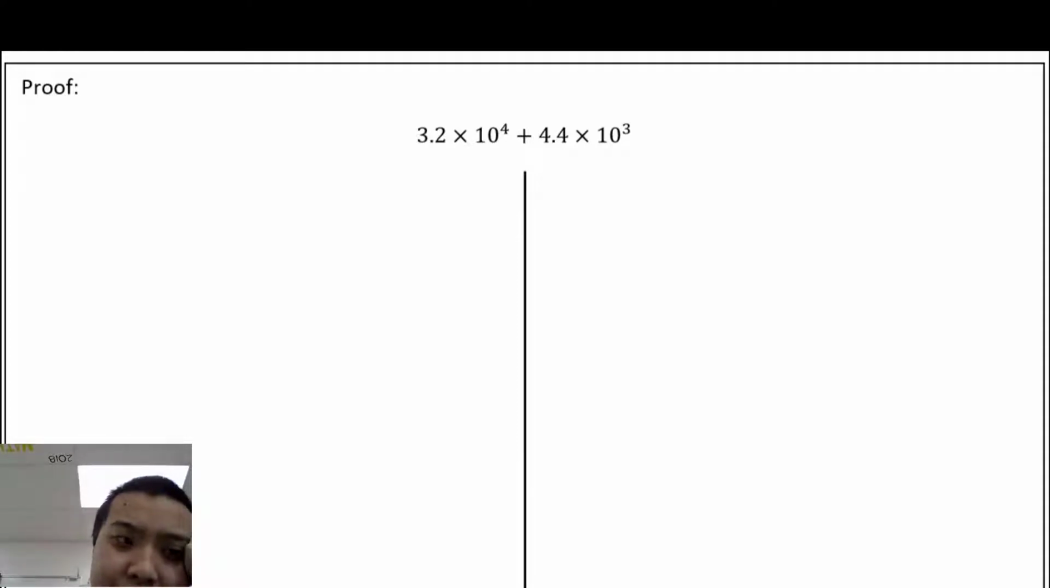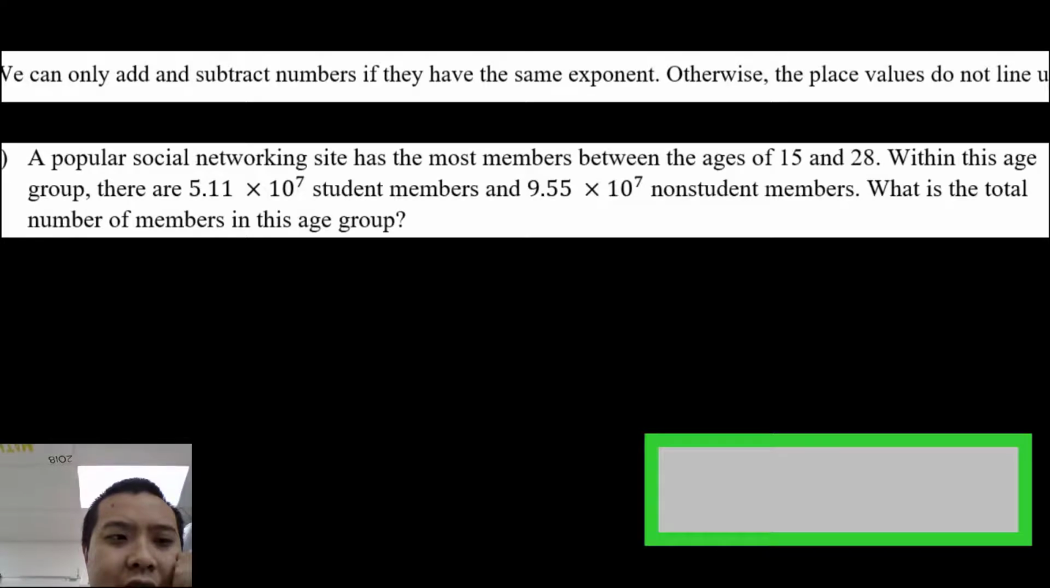And today in class, or on this video, we're going to be doing questions 1 through 4 together, and then we will do the rest of those questions in class together as well. So, like it says, we can only add and subtract numbers if they have the same exponent. Otherwise, the place values don't line up, and we'll talk about what that means in class.